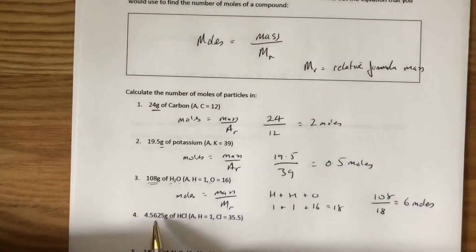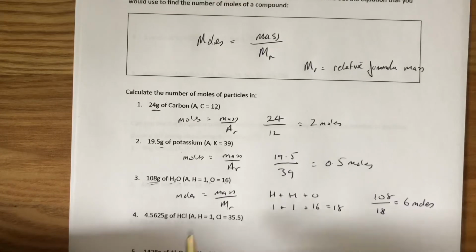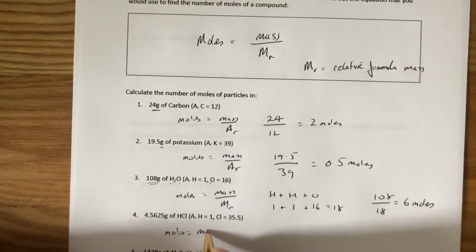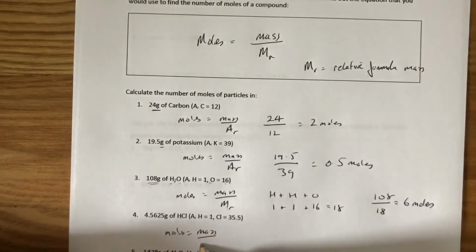Right, 4.5625 grams of HCl, hydrogen chloride. So the formula here: H, no number after the H, so there's one of them. Capital C followed by a lowercase l, so that l goes with the C, and that therefore is chlorine. It's not carbon, it's chlorine. There's no number after the chlorine, so there's one there as well. So we've got one hydrogen, one chlorine.